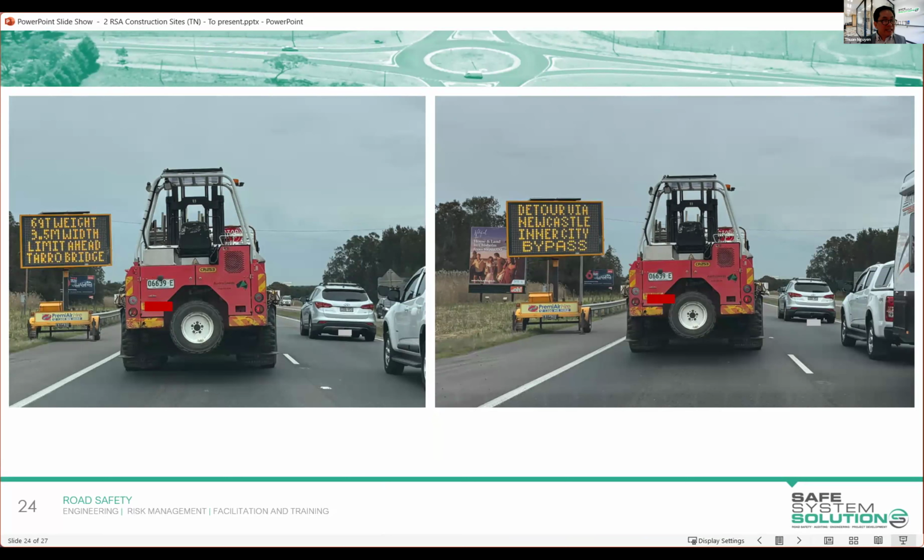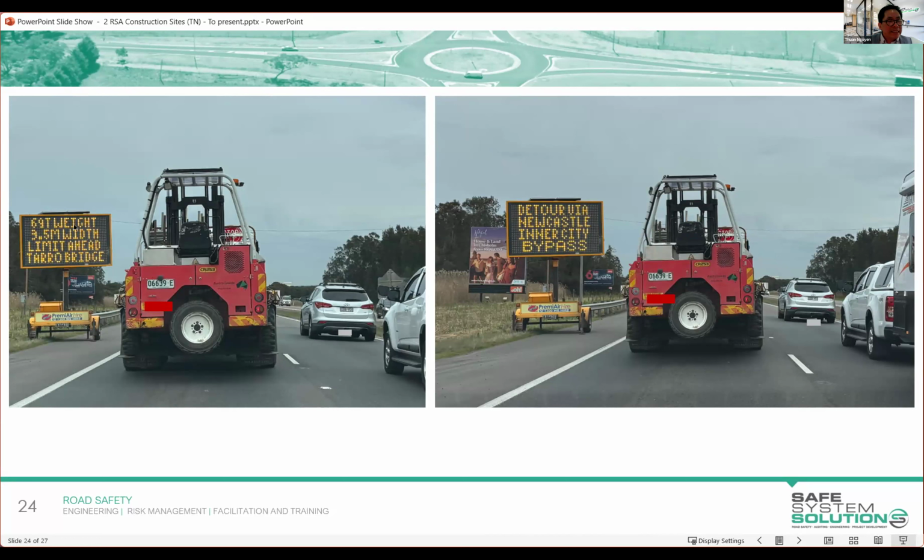Yes, that's correct, Kevin. You are right. Way too much info. If you look at the VMS, and this is a worrying trend, whenever I drive past a road work site, you see VMS everywhere, but they've got too much information. And to me, this is a fairly important message.